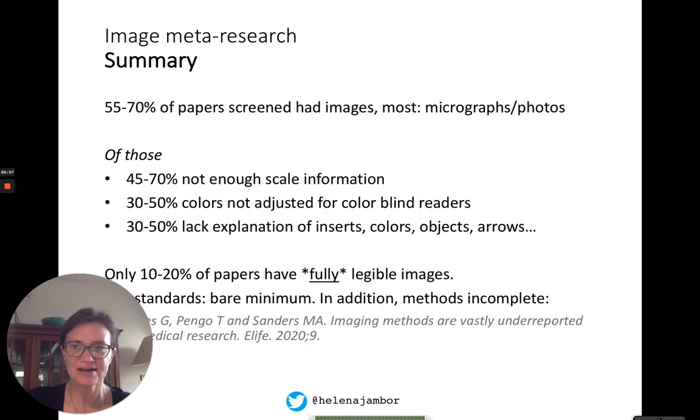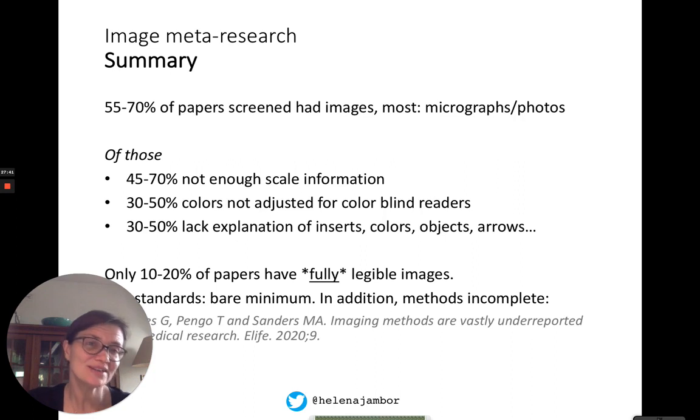So to summarize, 50 to 70 papers of the papers that we screened had some kind of images. These were around 600 that we then looked into in more detail. And of those, 45 to up to 70% had not enough scale information, not sufficiently explained all scales. 30 to 50% had colors that were not adjusted to be accessible also by colorblind readers. And 30 to 50% lacked explanations of, for example, inserts, the colors, the objects, the arrows, etc.